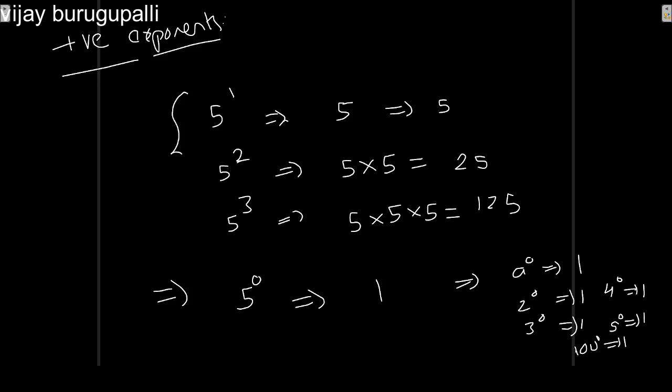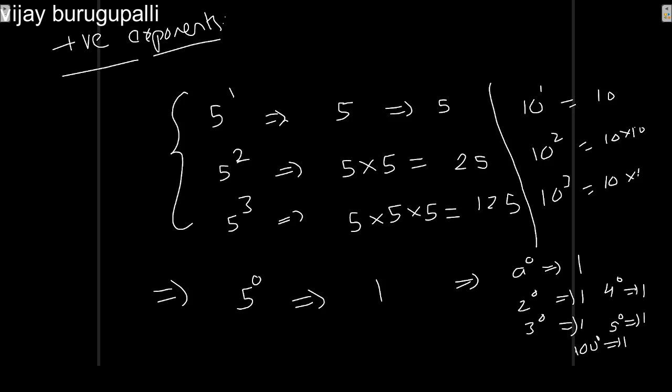Whereas in the case of positive exponent values, we can take another example like 10 to the power of 1 is 10. 10 to the power of 2 is 10 into 10. 10 to the power of 3 is 10 into 10 into 10. Similarly, 10 to the power of 0 is 1. In this way, the positive exponents work.